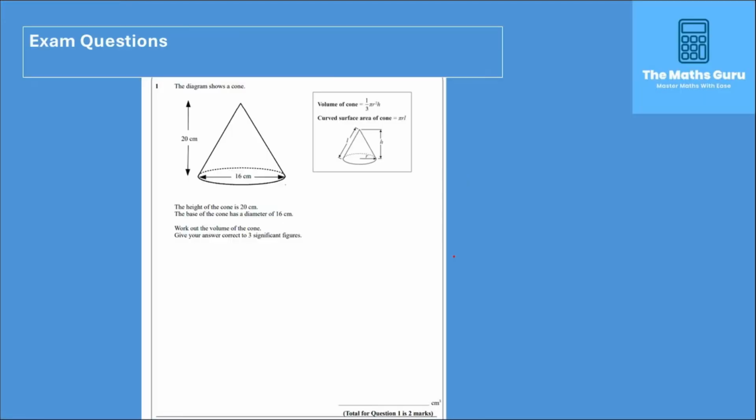So this question tells us that we have a cone and the height of this cone is 20 centimeters, but the base of the cone has a diameter of 16, meaning the radius is equal to 8 centimeters.